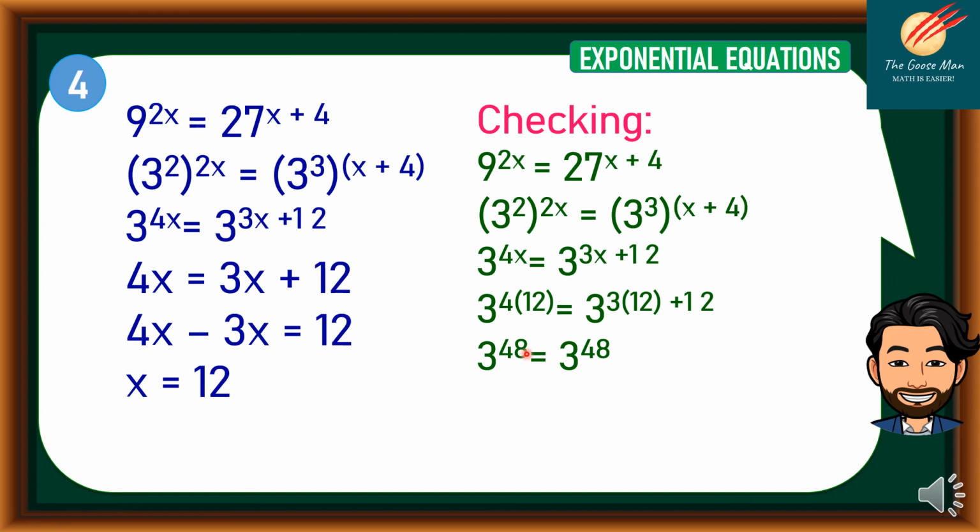Now, if you use your calculator, you can find that the value of 3 raised to 48 is approximately 7.97 times 10 to the 22nd power, if you have your calculator. So, therefore, the value of x is equal to 12.